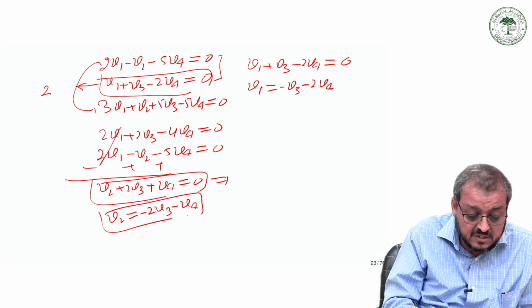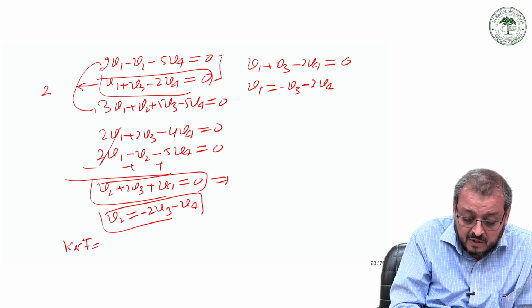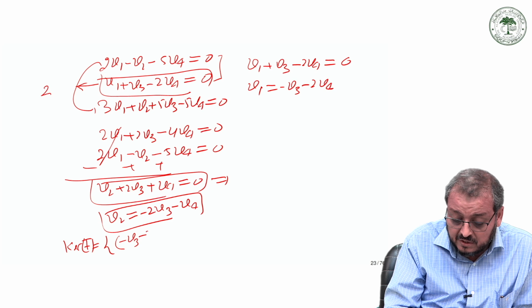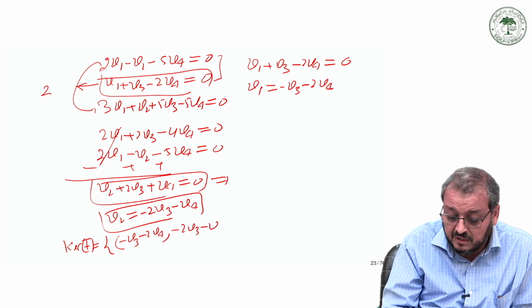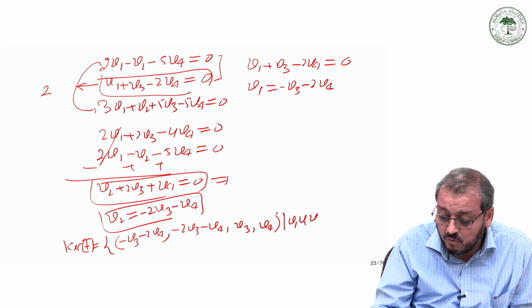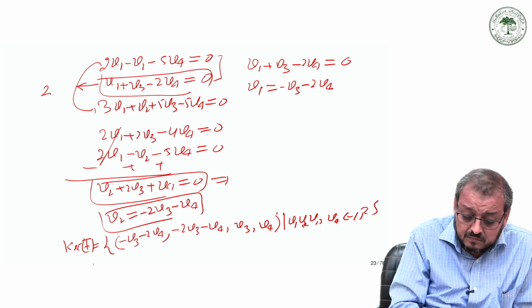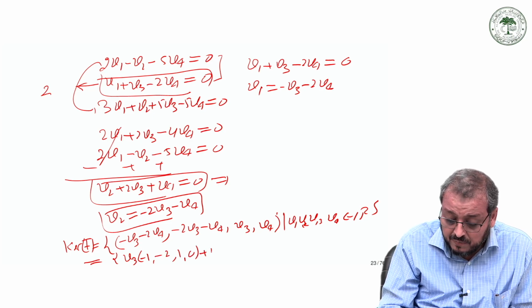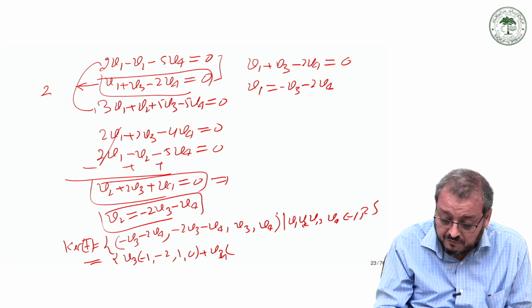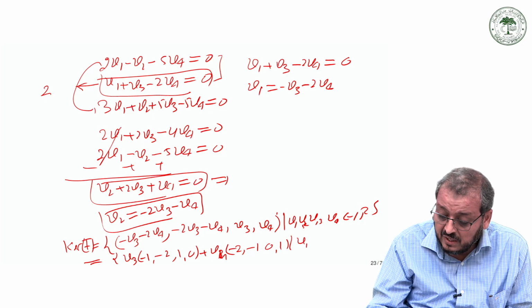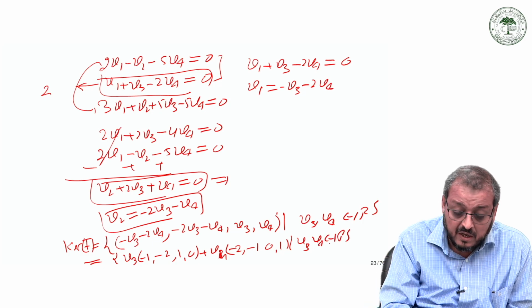So the elements of the kernel of T can be written in this form: V1 is equal to minus V3 minus 2V4, and V2 is equal to minus 2V3 minus V4, and then we have V3 and V4, where V3 and V4 are elements of R. This can be written as V3 times (minus 1, minus 2, 1, 0) plus V4 times (minus 2, minus 1, 0, 1), where V3 and V4 are elements of R. Solving this, we get this form.